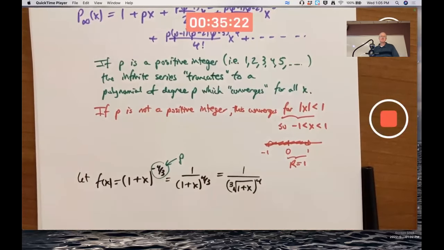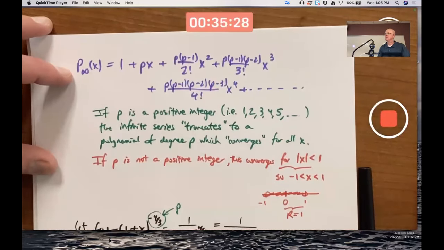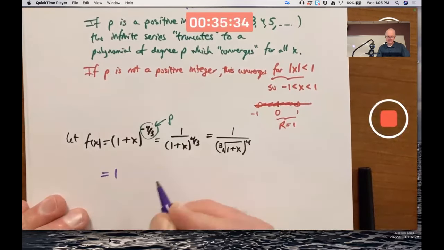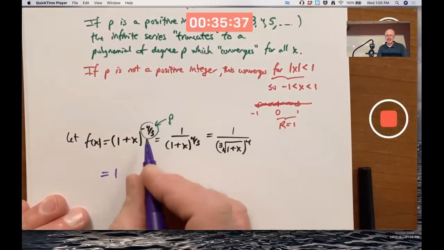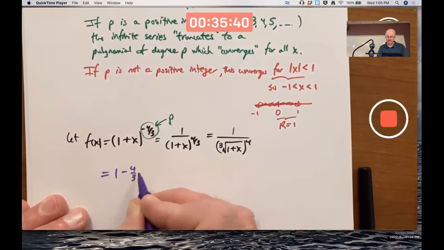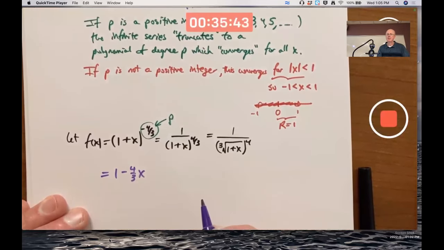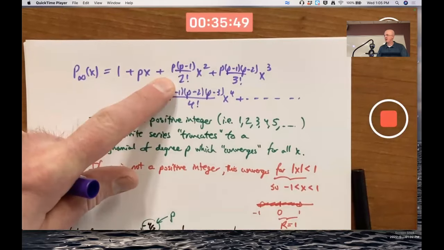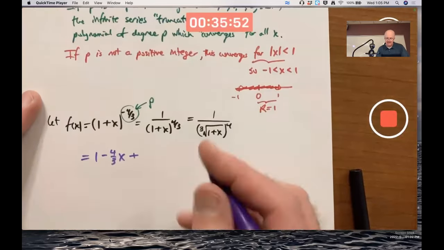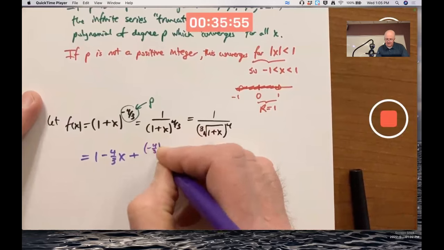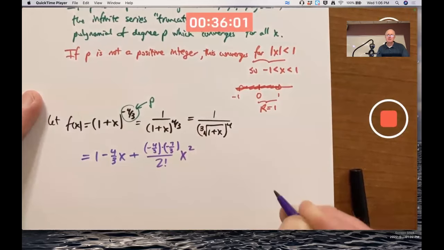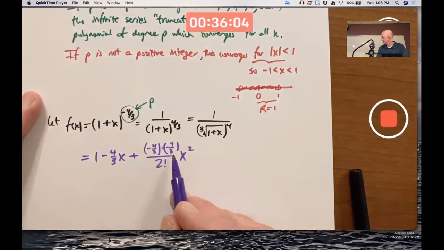So now, use this formula with p equal to negative 4/3. So it starts off with the 1. Then it's p times x. P is negative 4/3, so that becomes minus 4/3 x. Then it's plus p times p minus 1 over 2 factorial times x squared. P, negative 4/3, times p minus 1 is negative 7/3 over 2 factorial times x squared. So negative 4/3 and a negative 7/3, if it's not quite big enough for you to see there.